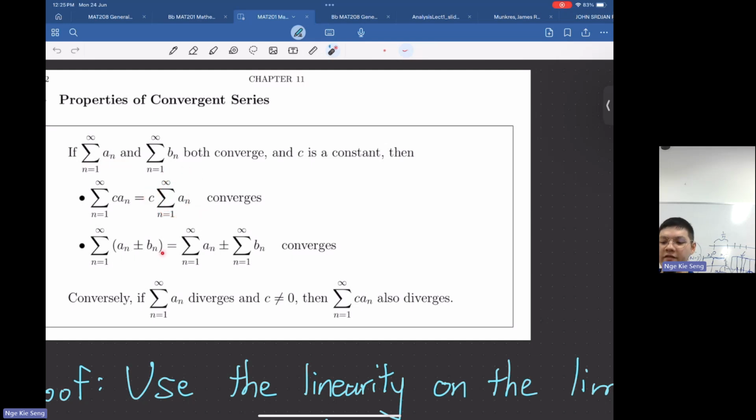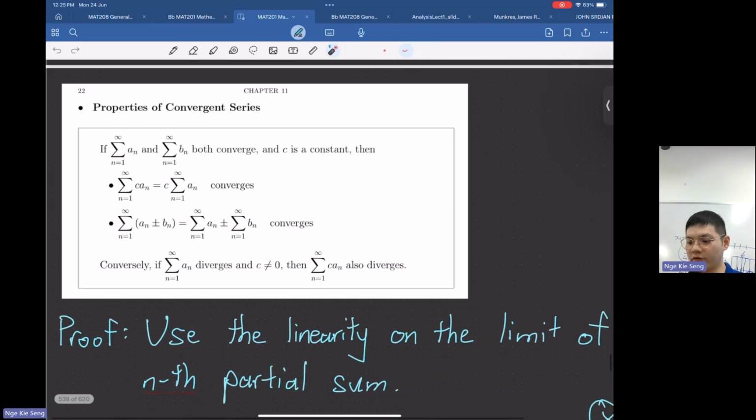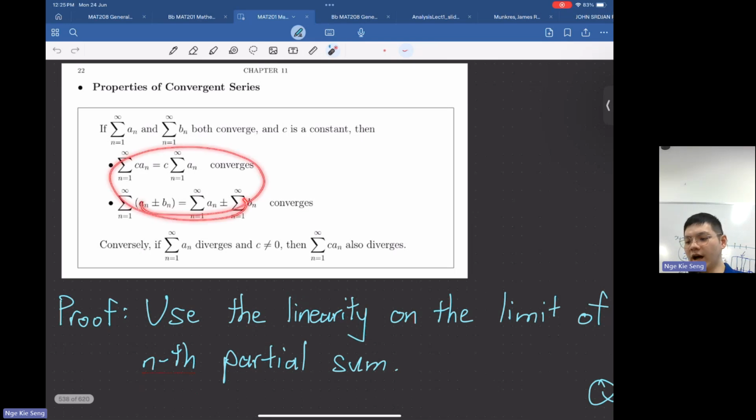If I add or subtract two terms inside infinite series that converge, does it still converge? Yes, it converges to the first infinite series plus or minus the second infinite series. This is what we have proven last time. If you are not clear, please try to do the proof. How to prove it?